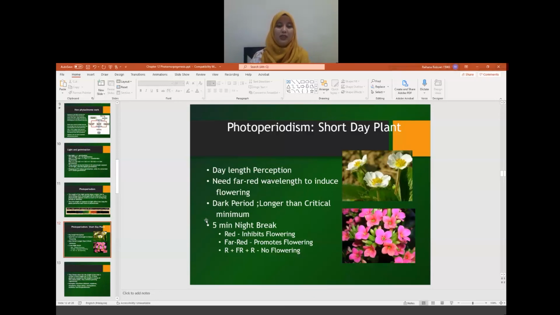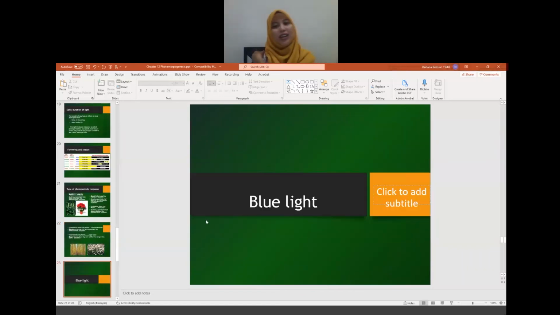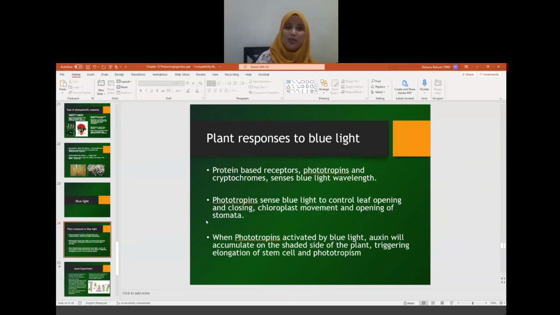This does not really happen in our country, so we can observe it in most countries overseas. For the day length perception, I want you to just read it. For your information, in Malaysia we consider only the day and the night, meaning the sunlight and the darkness. We are not considering the period of the short day and the night. All right, next we move to the blue light. Finished with the red light and so on.